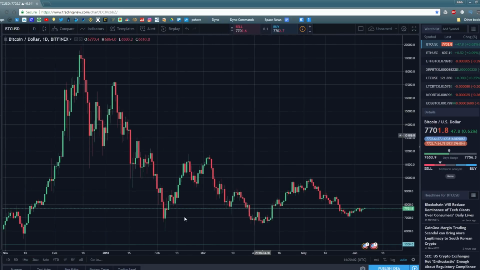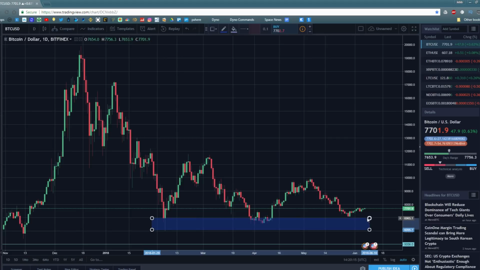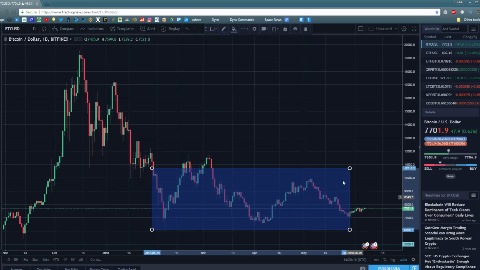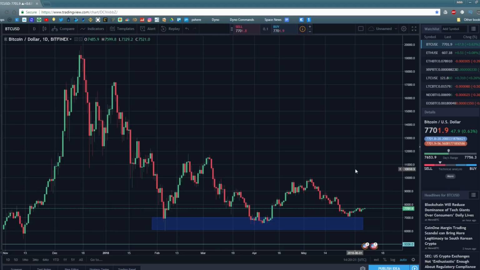If you were to draw a box right here, then you would see that Bitcoin has bottomed out and gotten support around the $6,000 to $7,000 range. It bugs me that I can't find that. Where's the box? There it is. Rectangle. So as we can see, if we draw a little rectangle right here, then we can see that this little level right here for Bitcoin is actually a support area.